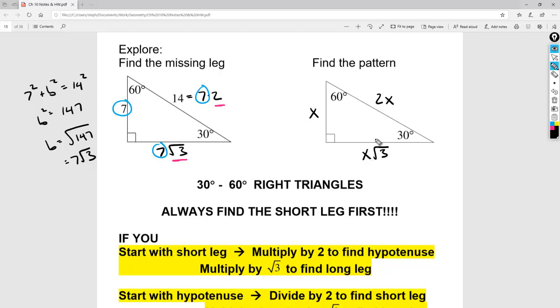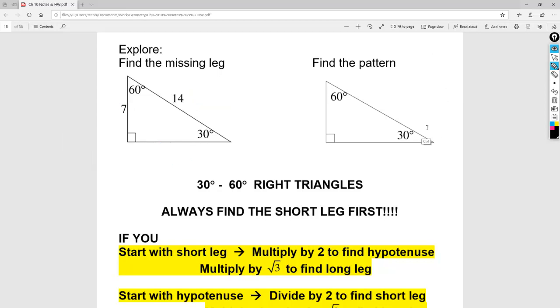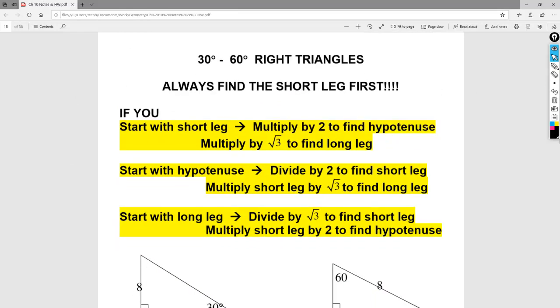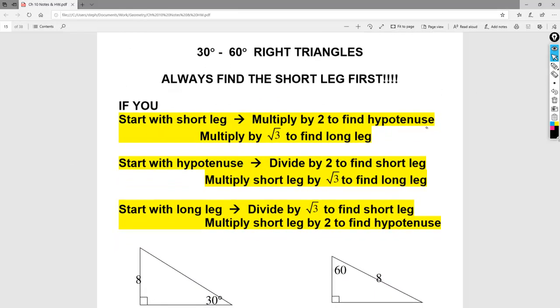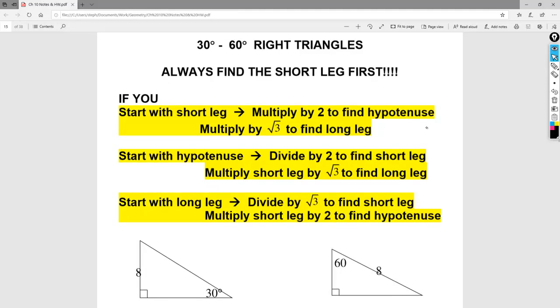Alright, so my pattern here, if I was using 1, I could also write this as 1 to the square root of 3 to 2. Right, or x to x root 3 to 2x. So that is the relationship or the ratio between all of my sides. So it makes it easiest to find the short leg first. If you're given the longer leg, you're going to want to divide by the square root of 3, which can get messy. But it does help having that.